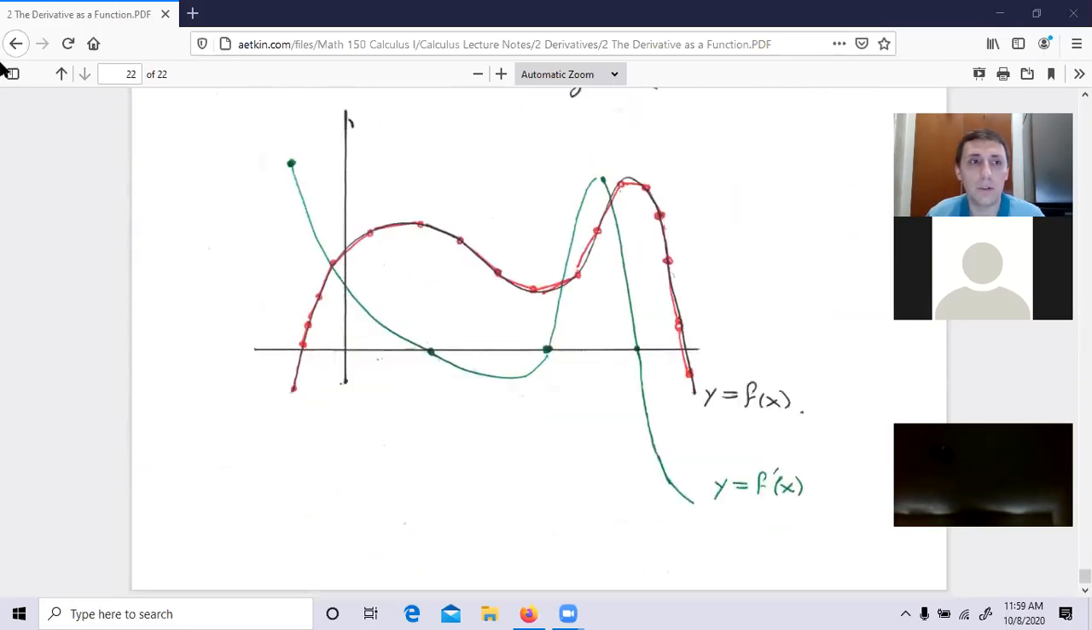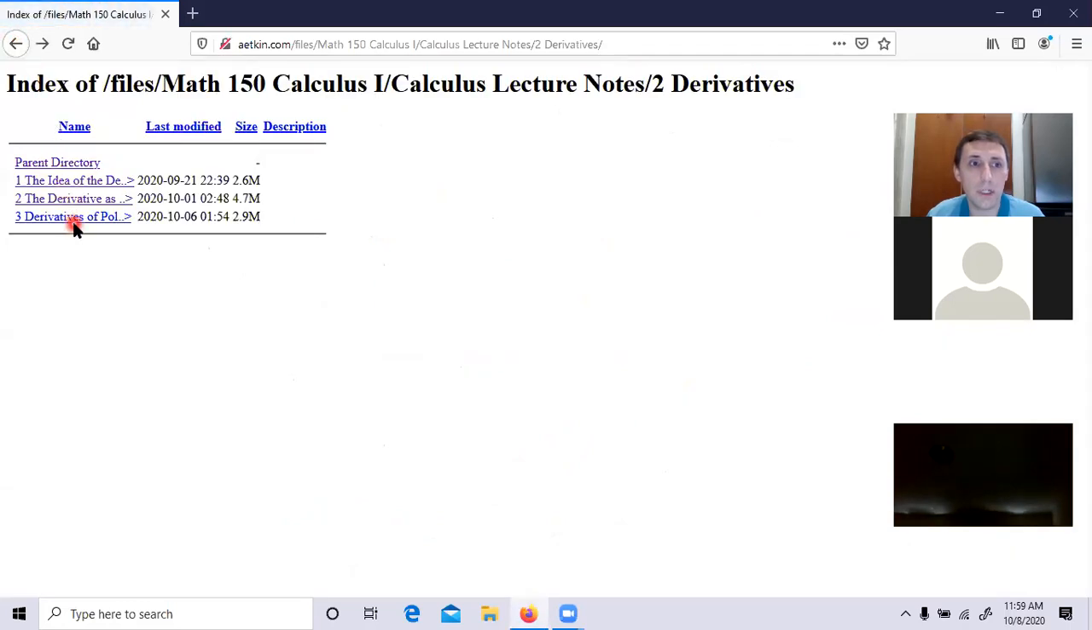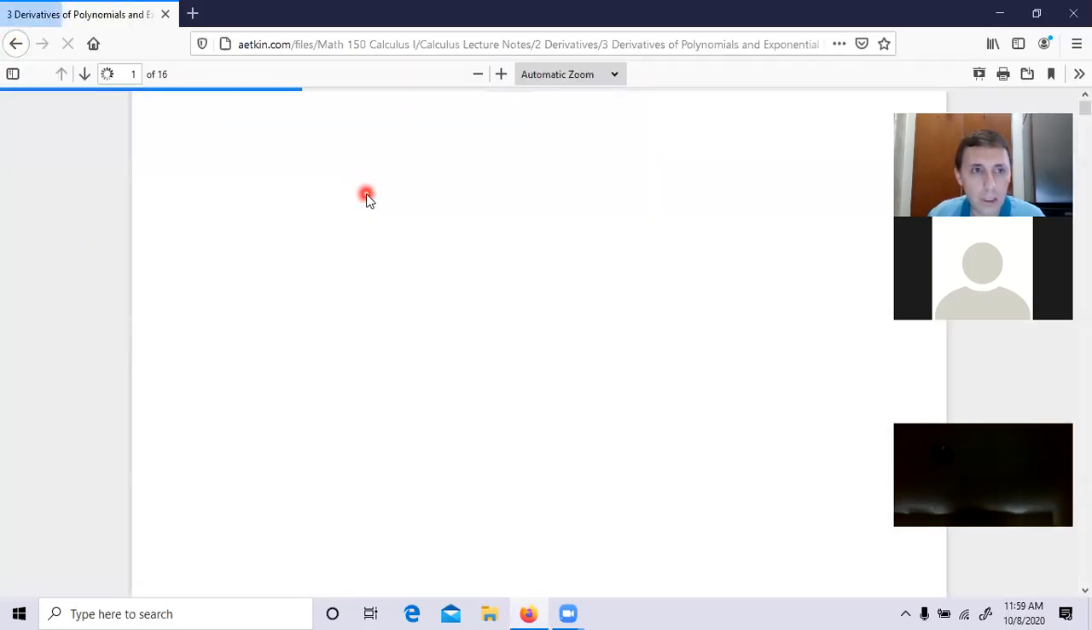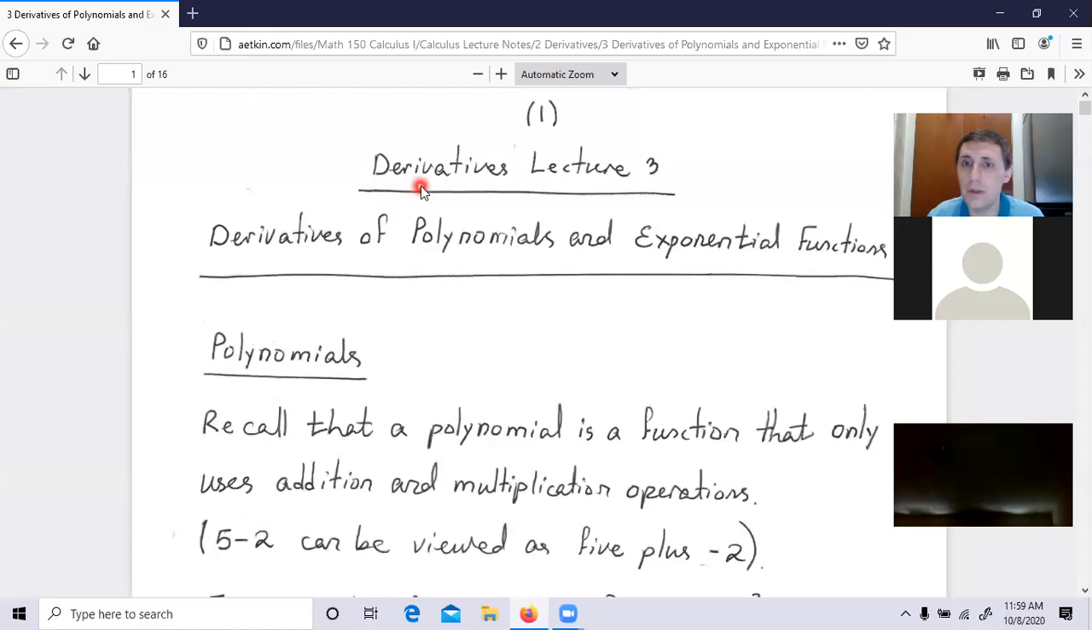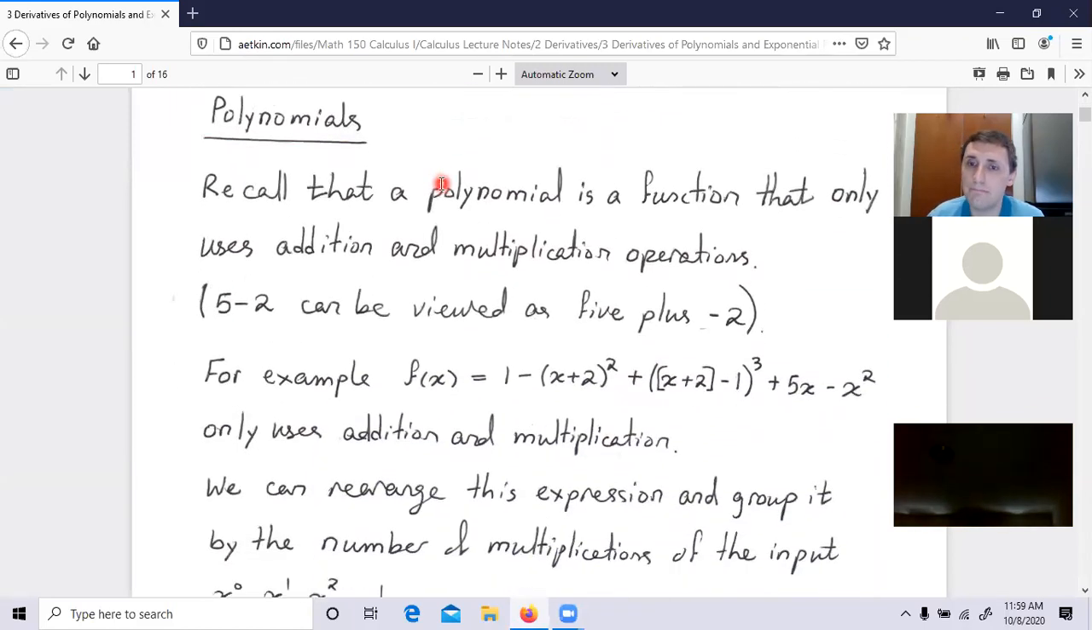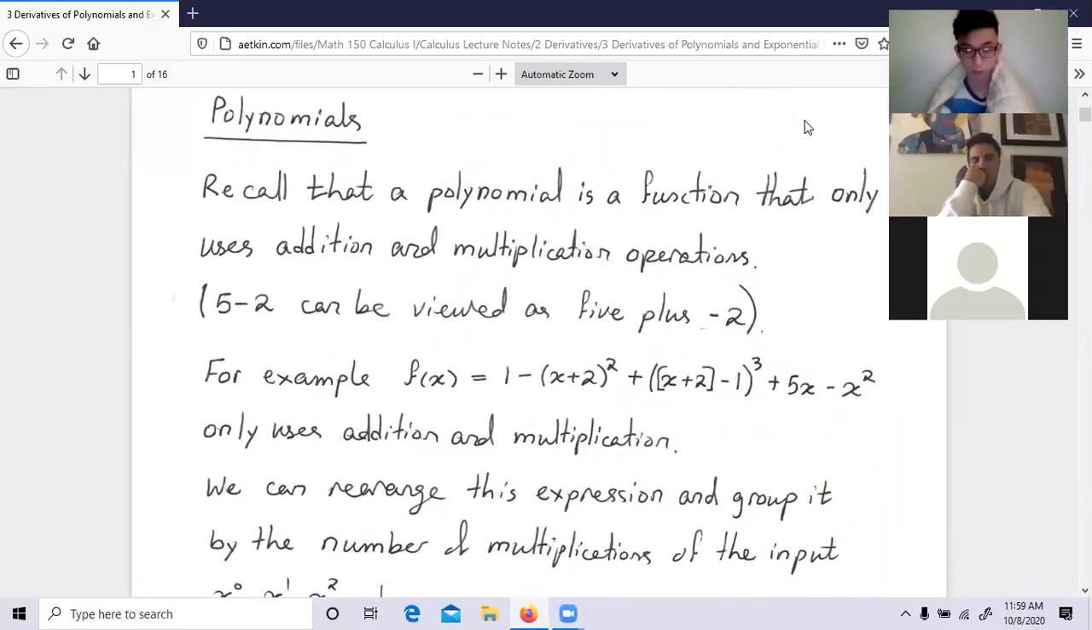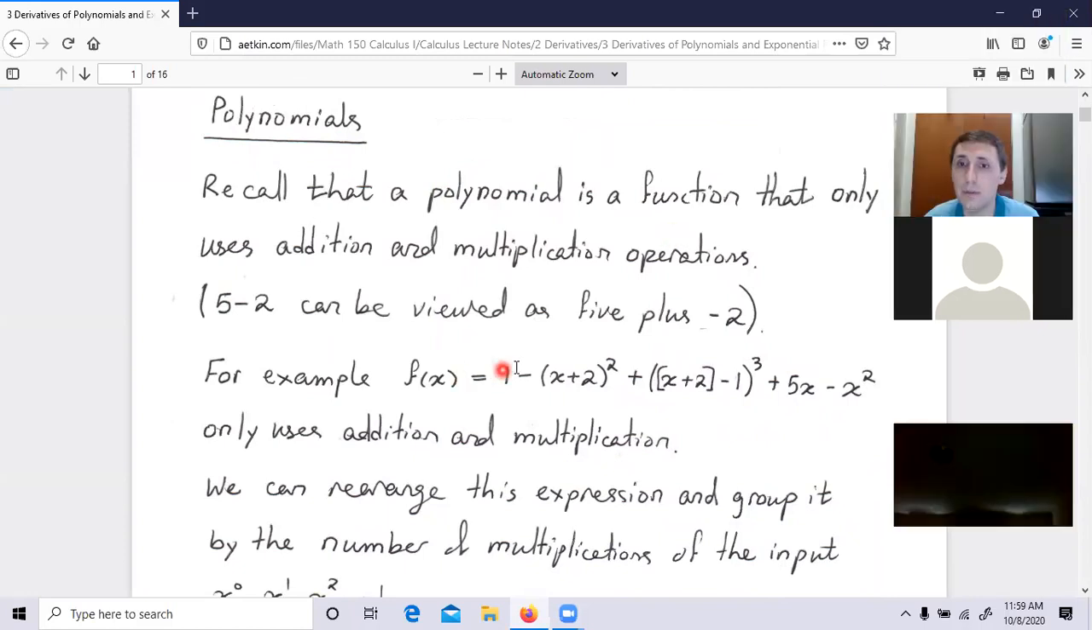So that concludes this long lecture, and we begin another one. Derivatives of polynomials and exponential functions. So first of all, polynomials. I'll show you quite interesting things, guys, if you are willing to see those interesting things. So a polynomial is just a function that operates using addition and multiplication. Good? So here is an example of a function that operates only using addition and multiplication.